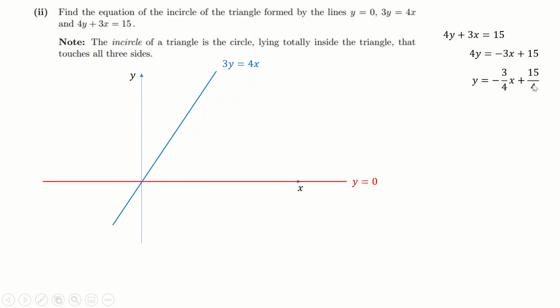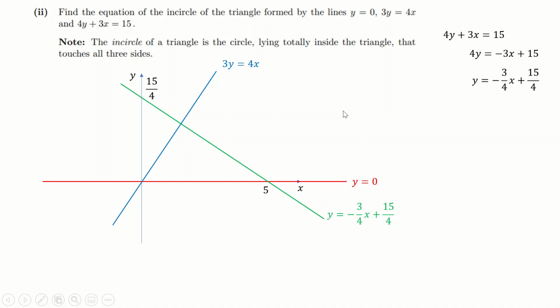Well, it has a y-intercept of 15/4. I think I can work out when y is 0: 0 equals this, times everything by 4. Eventually you solve that x is 5. You can do that on your own. And so this is the line here, right? There's the equation of it.